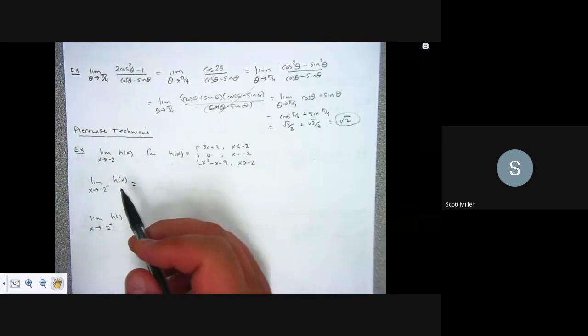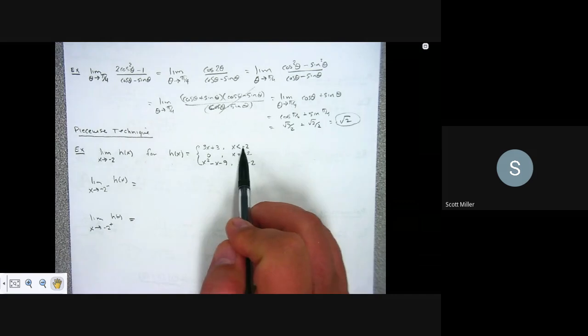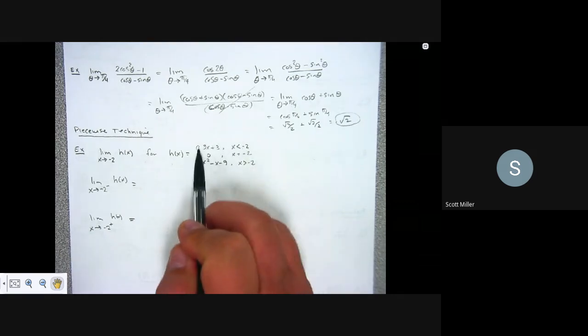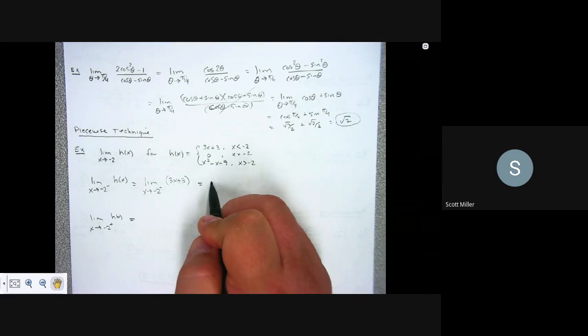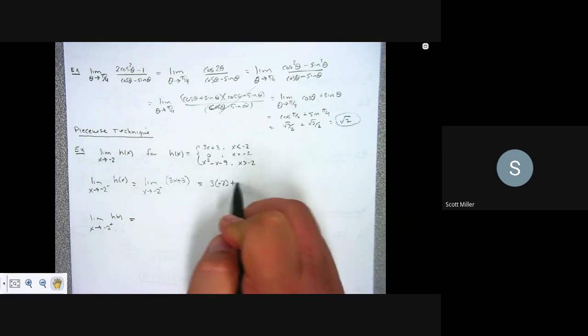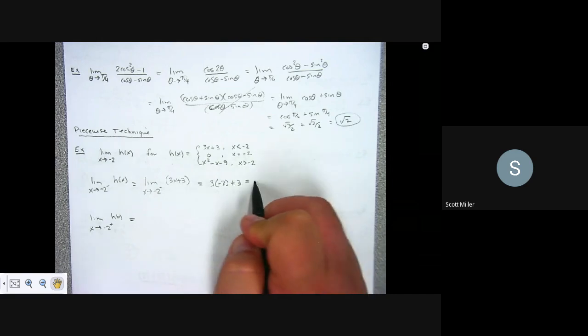So what you want to do is visualize and think about, okay, which piece is on the left of -2? Well, left means less than, so this is the piece they're talking about. So you can then rewrite this with the piece that you're looking at in here of 3x plus 3. And we try this out here. Can I do direct substitution? Yes, I can. So this is going to be 3 times -2 plus 3, and I get the number -3.